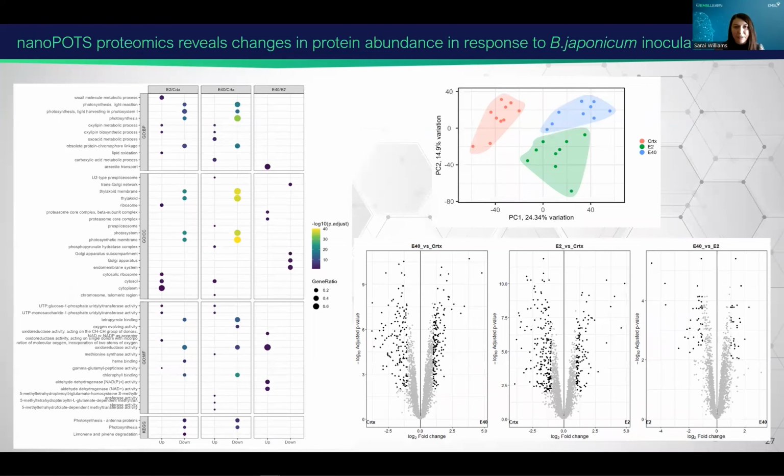So here you can see in the PCA plot that the cells are all clustering very differently. The cell types are very different from each other. And then if you look at our volcano plot, you can see that peptides are being expressed differently based on the control versus the treated. And then you can see all these pathways over here.